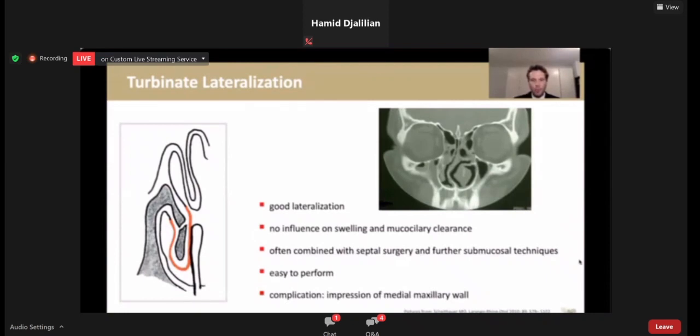It is easy to perform, but there are some complications described in the literature. For example, the impression of the medial maxillary wall with some problems in cleaning function of the maxilla later on.